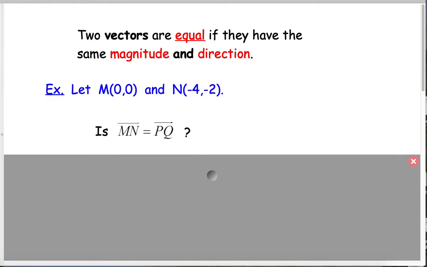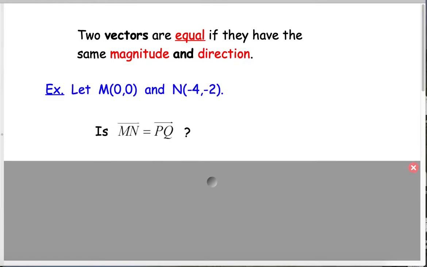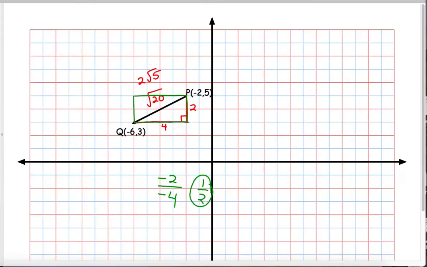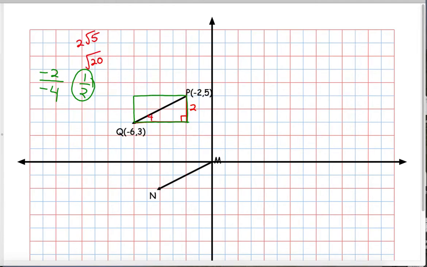So let's take two more points, M at the origin and N at -4, -2. Is the vector MN going to be equal to the vector PQ? So let's go back to the picture here. And let me move this out of the way. And I believe, there we go, there's vector MN. Let's get rid of all this other stuff too. All right, are those two vectors equal?